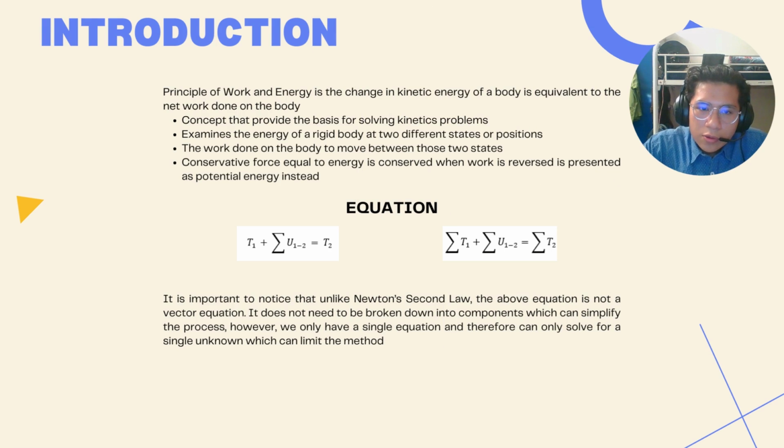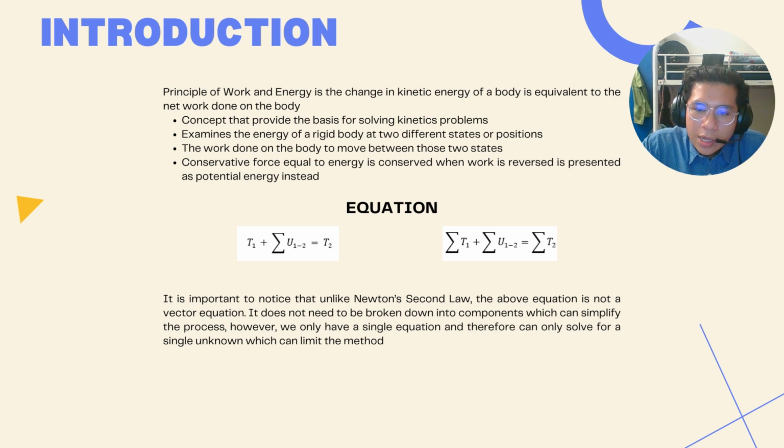Now, it's my turn to present the introduction of our topic. The principle of work and energy is that the change in kinetic energy of a body is equivalent to the net work done on the body. It is a concept that provides the basis for solving a variety of kinetics problems. Generally, this method is called the energy method or the principle of work and energy, and it can be boiled down to the idea that the work done on a body will be equal to the change in energy of that body.